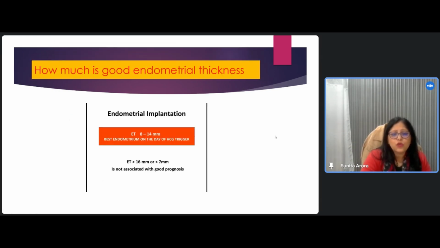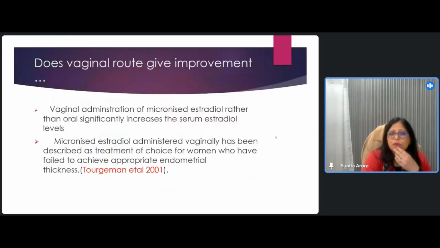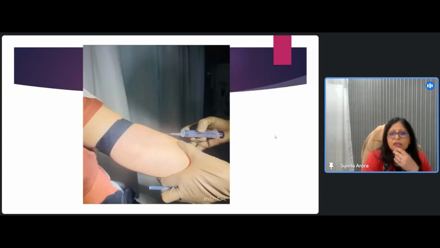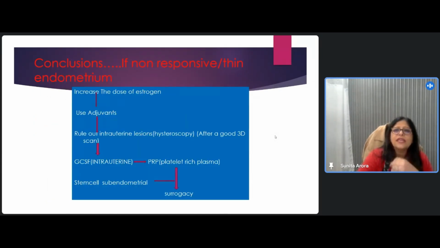So as I said, 8 to 14 is, as per literature, the best endometrium. Less than 7 and more than 16 is not associated with good lining. So this particular part of endometrium topic I'm not touching on, if it is giving you a tough time, if it is thin endometrium, then what to do, because Shalini also has to speak. This thin endometrium, I think we have already discussed earlier in the same forum, and we can do it again. So I'm going to skip all these slides, but I'll come to a conclusion slide, the flow chart, on how to go about in cases of thin endometrium.